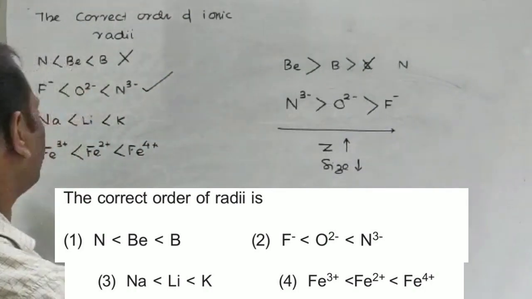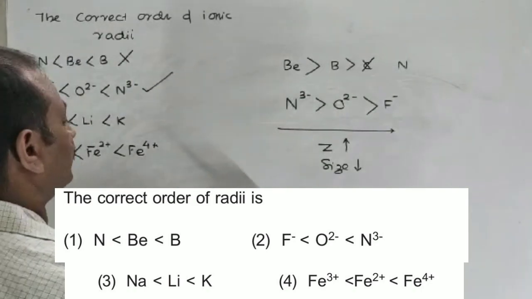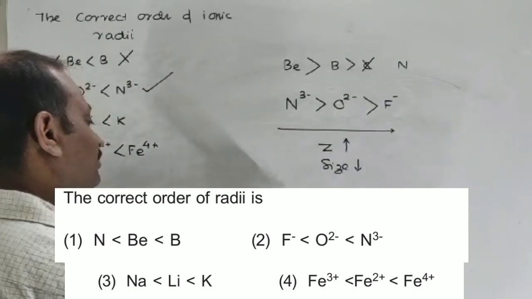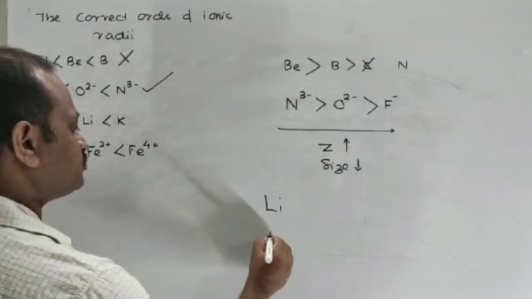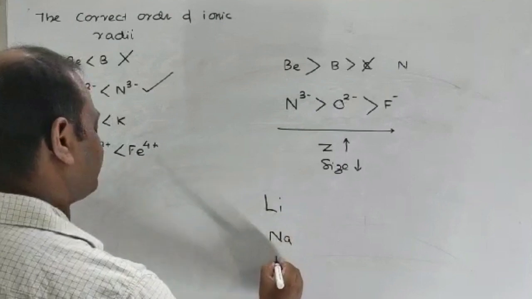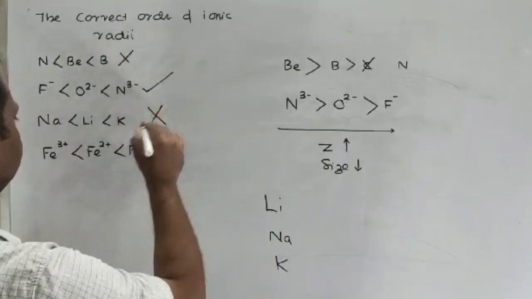Now, what about the problem with the third one? Let me write it in sequence. We have lithium, a member of group 1. Then we have sodium. Then we have potassium. So who has the bigger size? Definitely lithium should have the smaller size. But that order is not followed here. So this is not our answer.